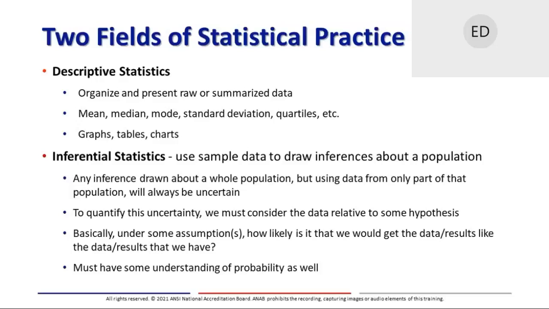Inferential statistics, on the other hand, is used to draw an inference about a population. So we do what is called sampling, and then through the analysis of that sample, we can draw an inference to the whole population. This is a way to quantify uncertainty. We must consider the data relative to some hypothesis. Basically, when we do inferential statistics, there are some assumptions, like how likely is it that we would get data results like the ones that we have. And we must have some understanding of probability as well.